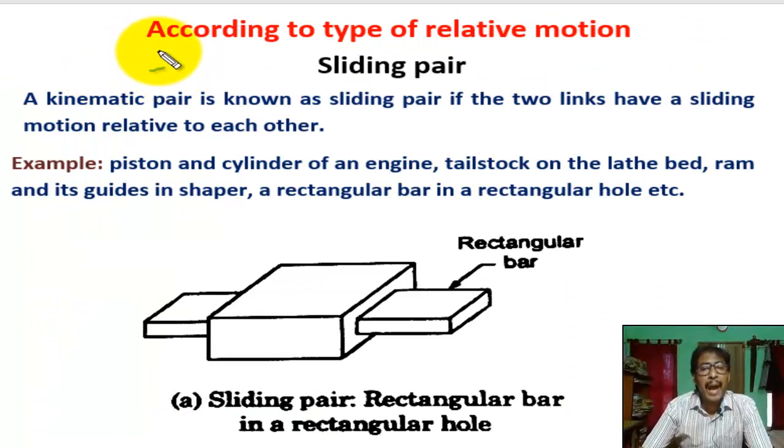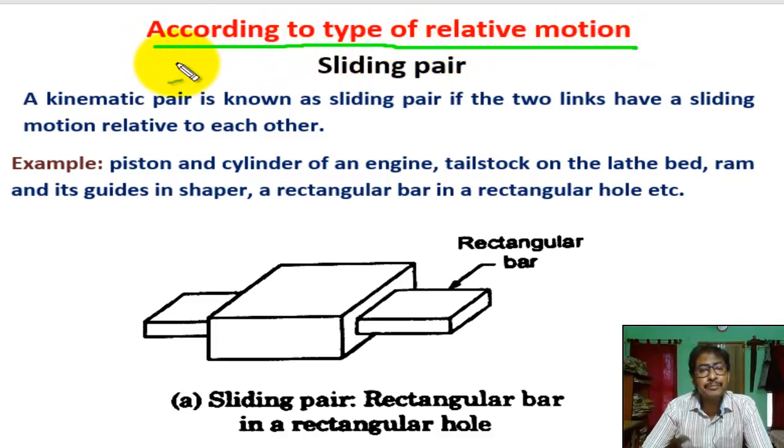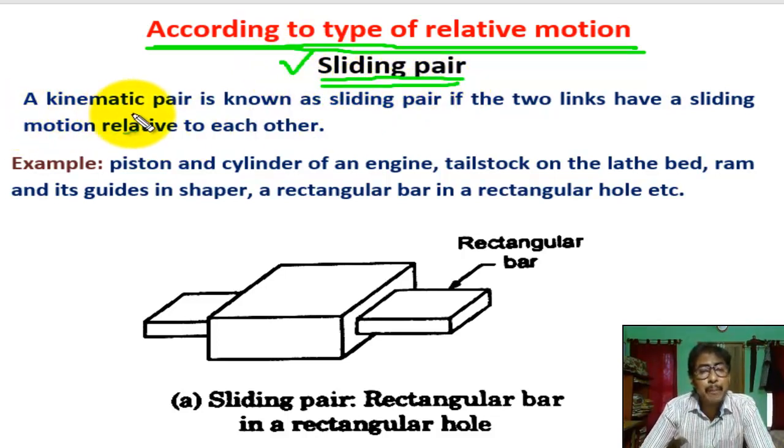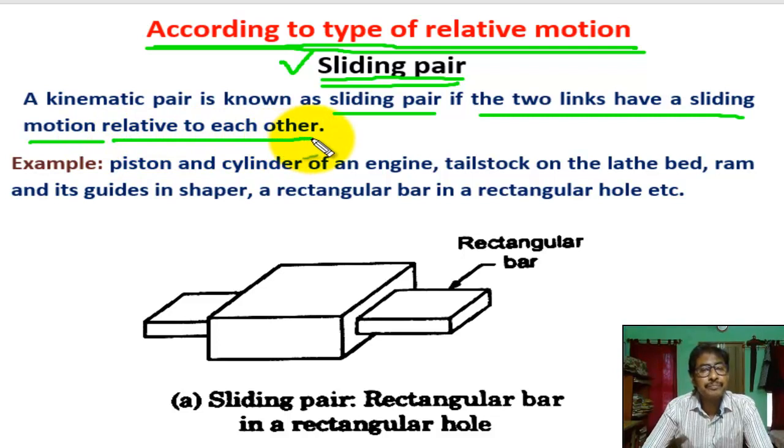Now, according to type of relative motion, number 1, sliding pair. We discussed sliding pair. A kinematic pair is known as sliding pair if the two links have a sliding motion relative to each other.